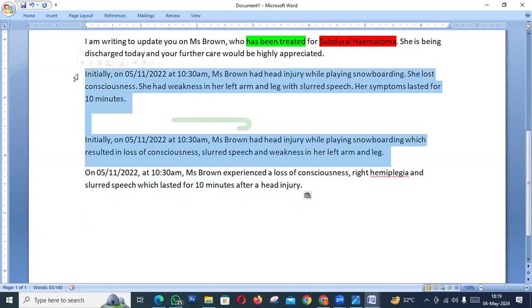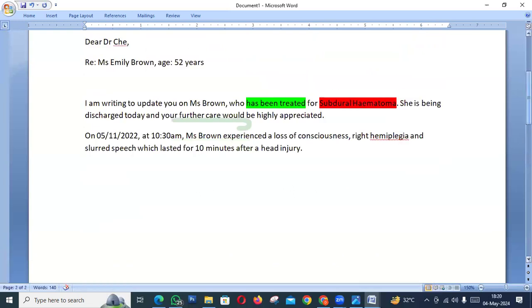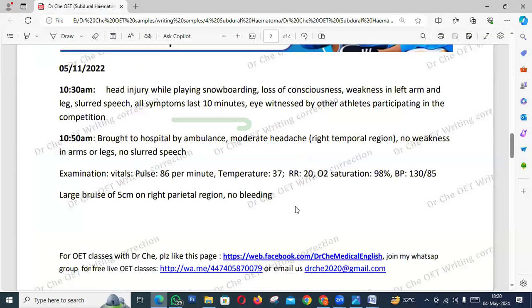Okay. So we will take all of this down and we will continue with this sentence. On this date, at this time, Miss Brown experienced a loss of consciousness, right hemiplegia, and slurred speech. If you don't know the name hemiplegia, you can write right or left, whatever it was. Arm and leg weakness, that is also okay. And slurred speech lasted for 10 minutes. Even I have mentioned here the duration and the head injury, all of these things, but very concisely. Okay. Now we should go to the next.